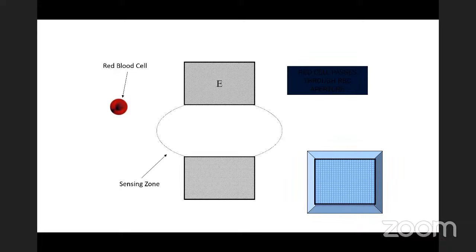So please remember, guys, when the red cell is passing through the electrodes, you can see that a wave is coming here. Okay, so you can see a wave is coming here. This is the principle of the blood cell counter. Okay, so this is the principle of the red blood cell counter. This is how we do the blood cell counting. That's the principle of red cell counting.